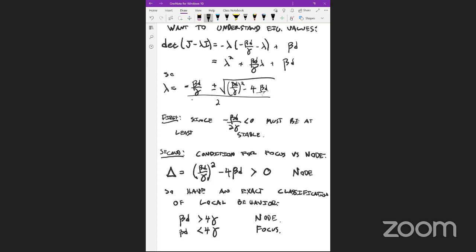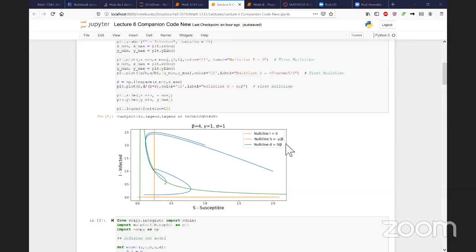So any questions? We'll take a break in just a second, but first I want to just show you this actually in action. The fact that we have an exact formula for this is great.